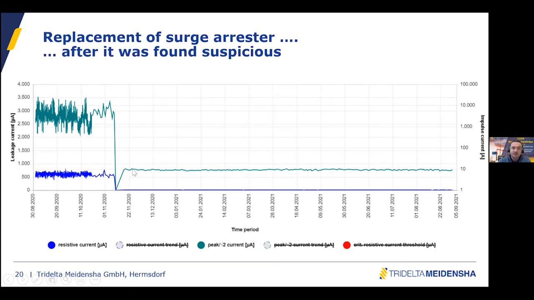And what you see here is the nominal value of a new surge arrestor, which was in operation. So these values are completely normal, completely acceptable. You have a peak current below 1 milliamp, and you have a very small resistive current and a normal condition.